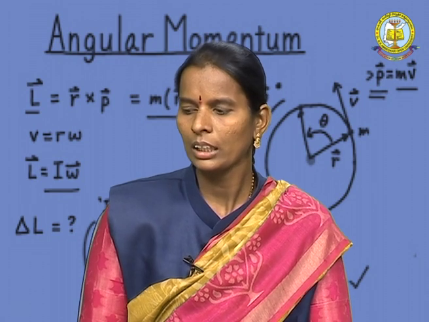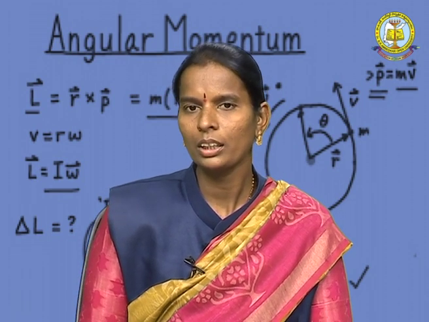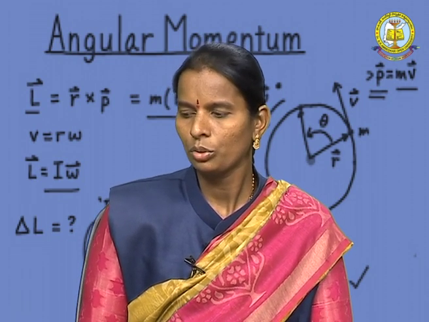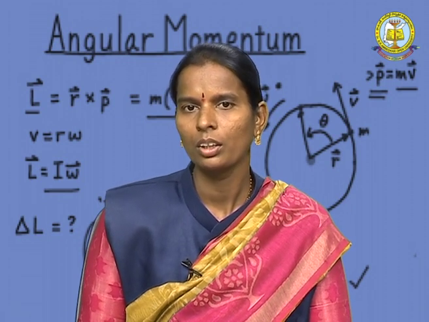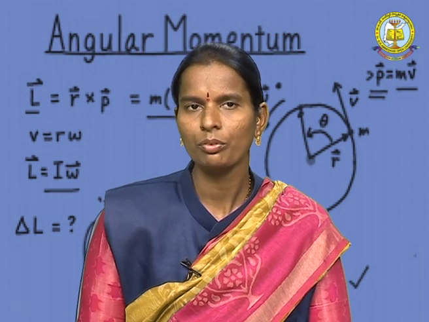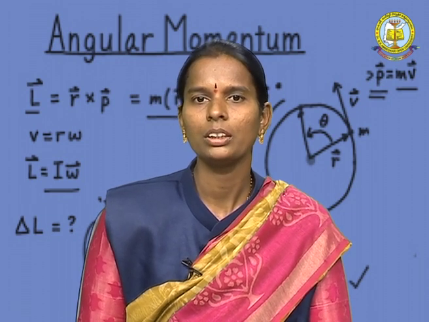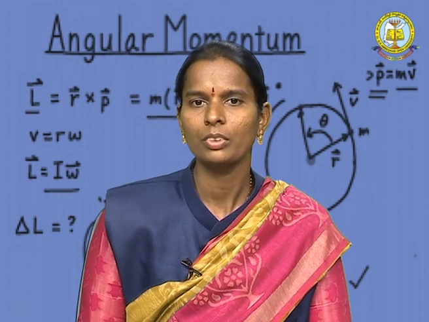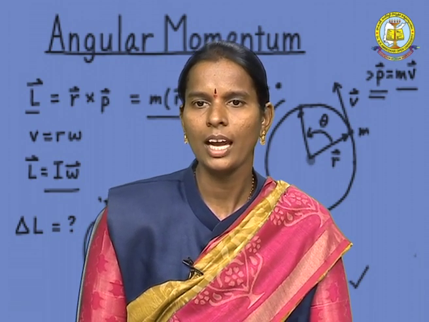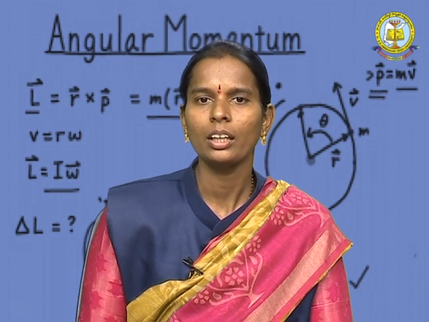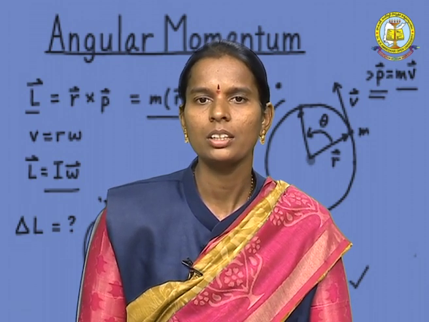So the torque acting on the top due to the weight of the top is torque equal to r cross F, where F is equal to mg, the weight. This is r and this is the force F, and the angle between them is theta. So we can write torque is equal to r cross mg sin theta.